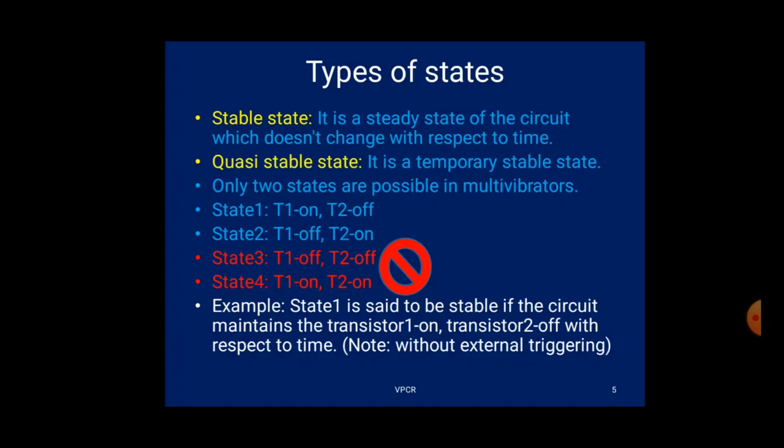So now you got the idea. It is maintaining that state for a particular time, and after completion of that time, it changes its state. Then whatever the present state we discussed in this circuit operation, that state will be a quasi stable state, because the circuit is not maintaining that particular state forever. It changes that state after a particular time. So it is a temporary stable state, a quasi stable state.